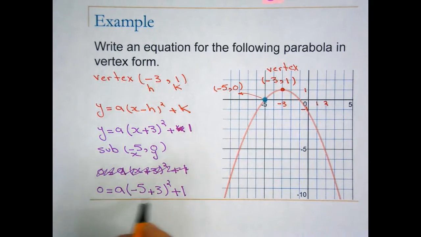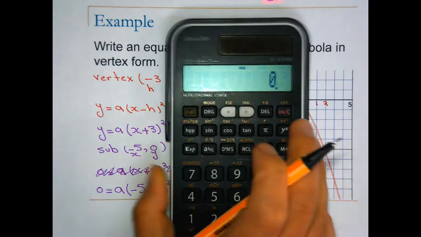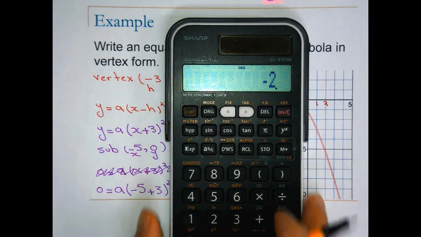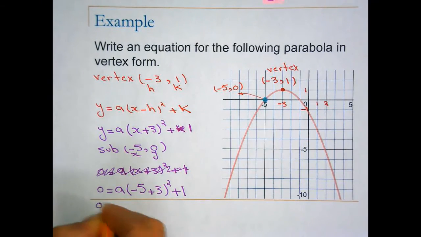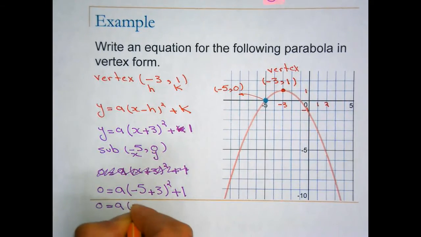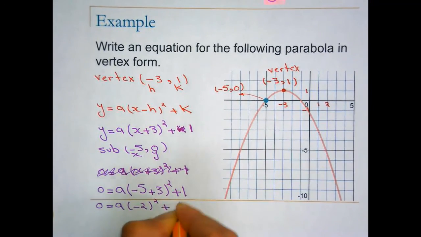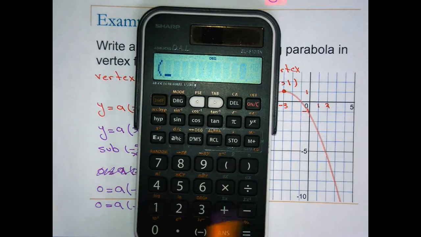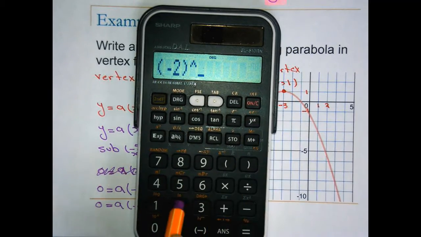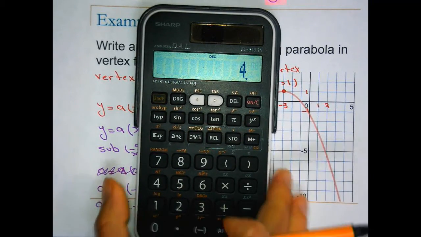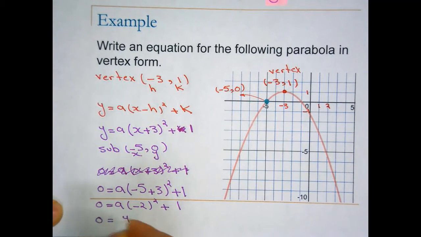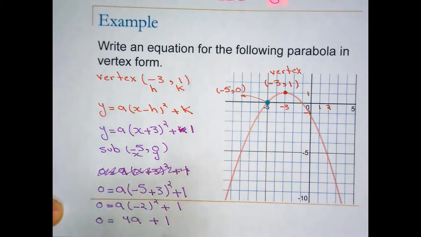Now again, we have to start with brackets in terms of order of operations. So negative 5 plus 3 will be negative 2. So 0 equals a times negative 2 squared plus 1. The next thing we have to do is exponents, but mind the brackets. So don't forget the bracket. Negative 2 squared is actually 4. So 0 equals a times 4, which is 4a plus 1.